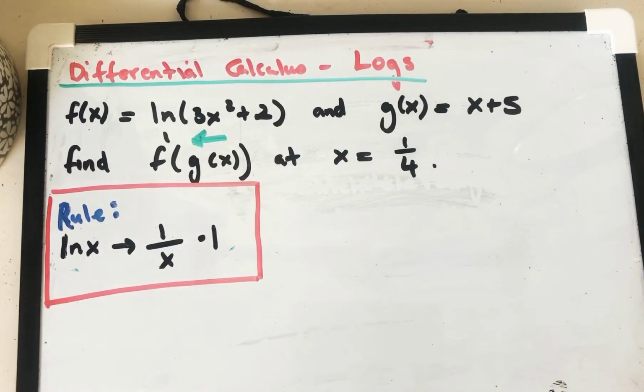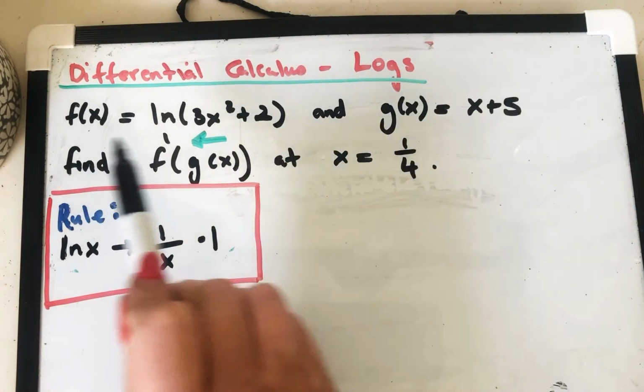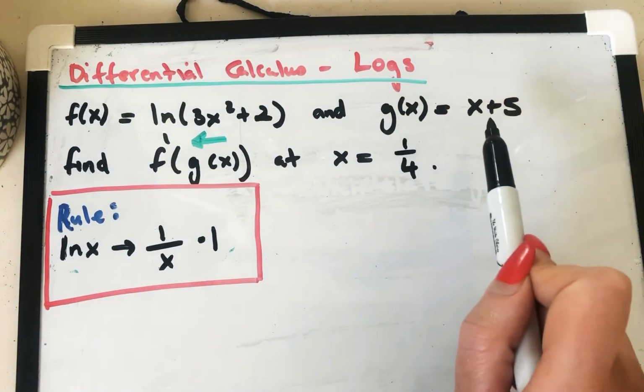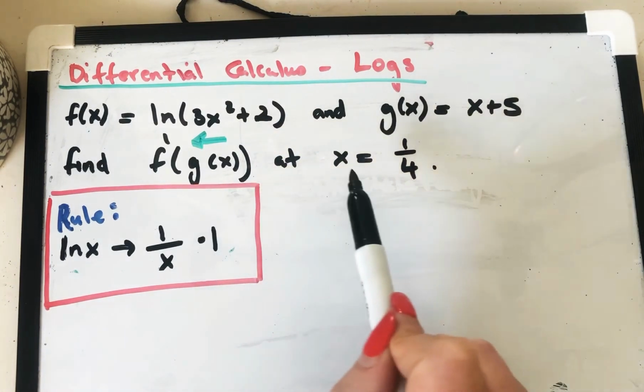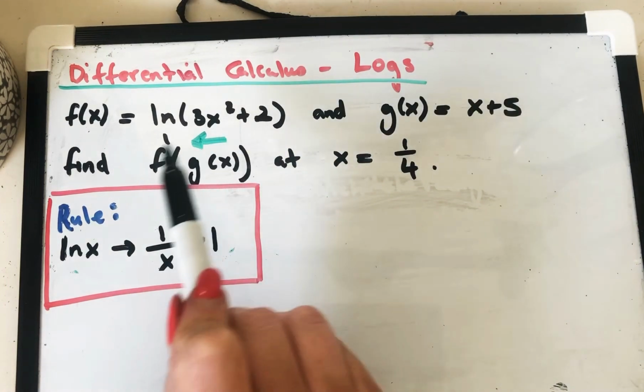In this video we're focusing on differentiating logs and you'll find this within differential calculus. However, the question I picked also has an element of a composite function about it as well. So here we have two functions. f of x is equal to the ln of 3x squared plus 2 and g of x is equal to x plus 5. And we have to find f dashed of g of x at x is equal to a quarter. So you can see here this is the composite function element of our question.